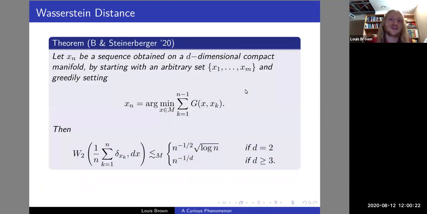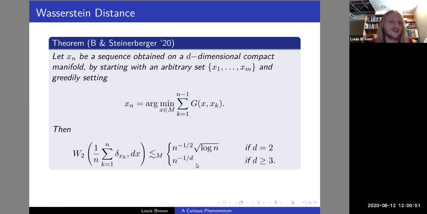Okay, so the theorem is that if we have a sequence obtained from this algorithm, then the Wasserstein distance between the point mass and dx is at most on the order of n to the minus 1/2 square root log n if d equals 2, and n to the minus 1 over d if d is at least 3. This is really exciting because n to the minus 1 over d is the best we could have hoped for, as we just showed before.